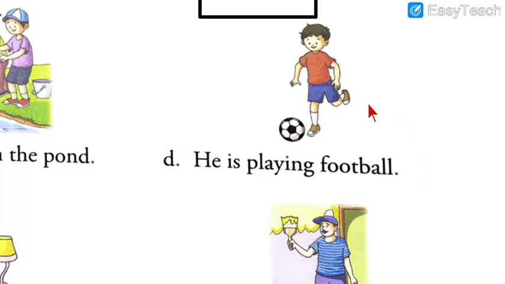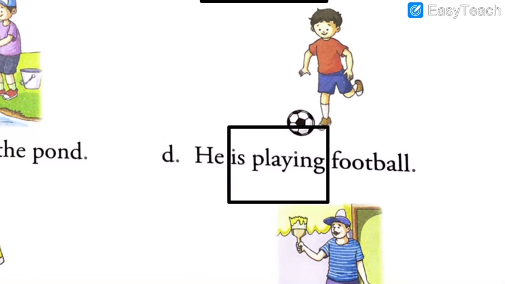So which word shows the verb or the action continuously going, students? He is playing the football. What is he doing? Is playing.